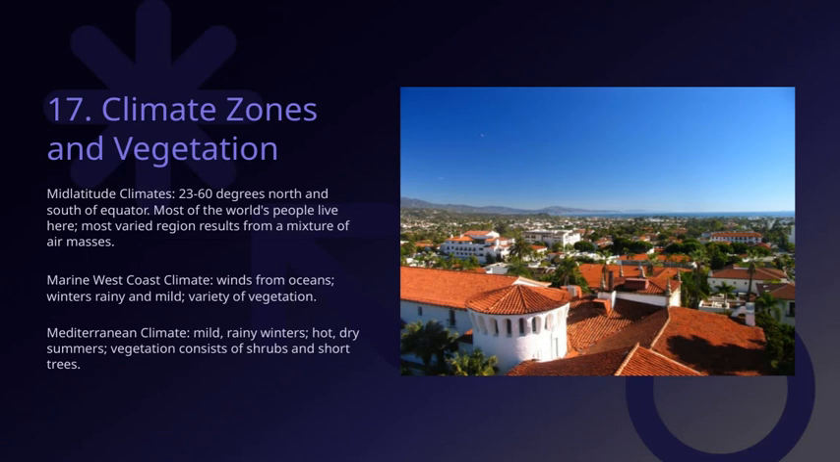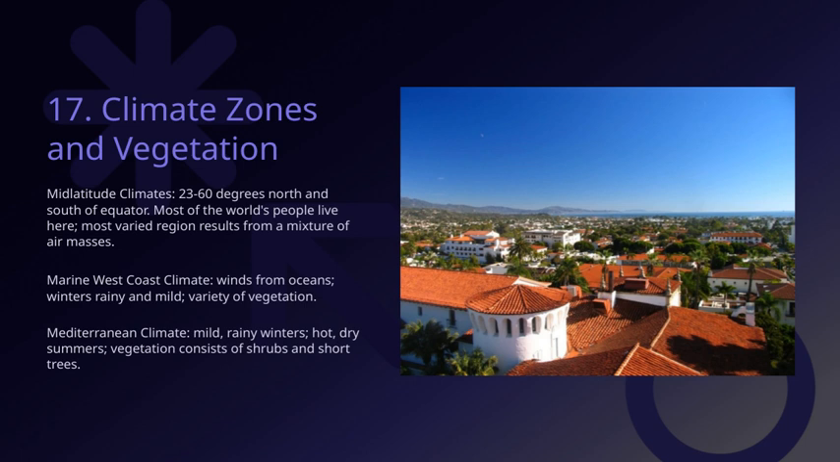Let's take a closer look at some of the key climate zones and their vegetation. First, the Mediterranean climate. This region is characterized by mild, rainy winters and hot, dry summers. The vegetation here mainly consists of shrubs and short trees that are well adapted to these conditions. Think of the landscapes around the Mediterranean Sea, olive trees, lavender, and hardy bushes that thrive in this climate.